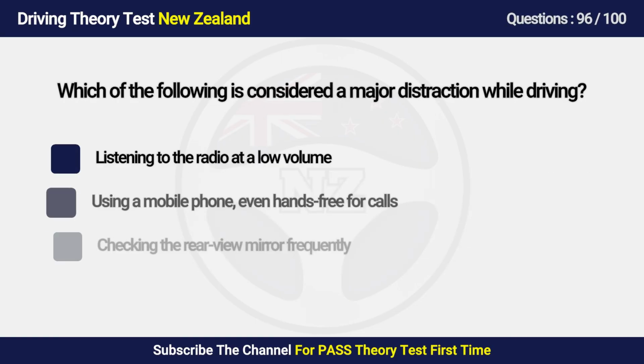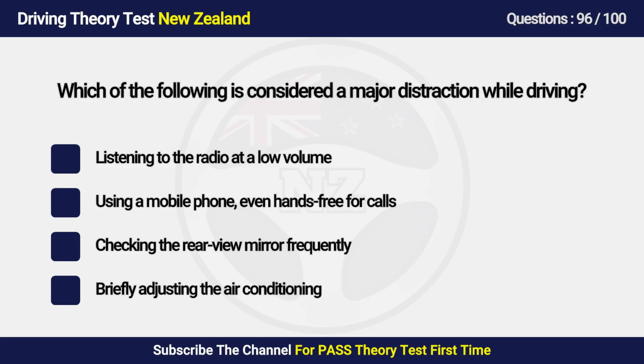Question 96. Which of the following is considered a major distraction while driving? A. Listening to the radio at a low volume. B. Using a mobile phone, even hands-free for calls. C. Checking the mirror frequently. D. Briefly adjusting the air conditioning.